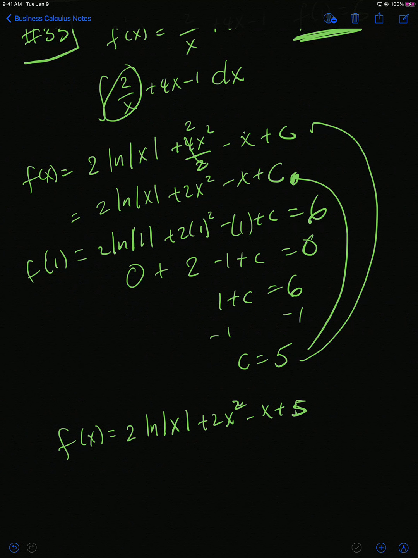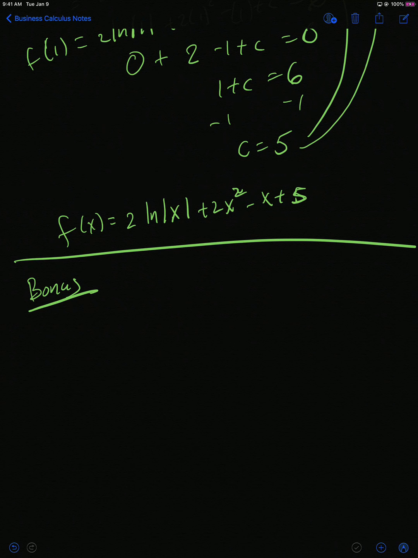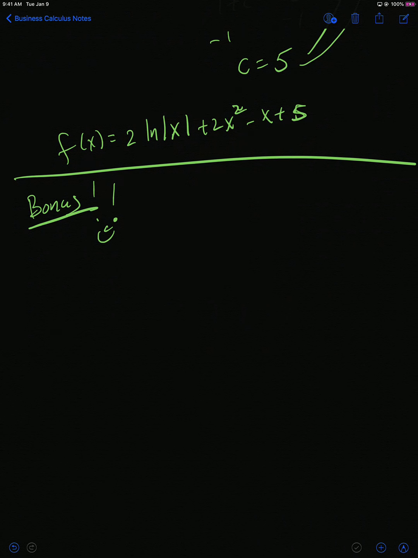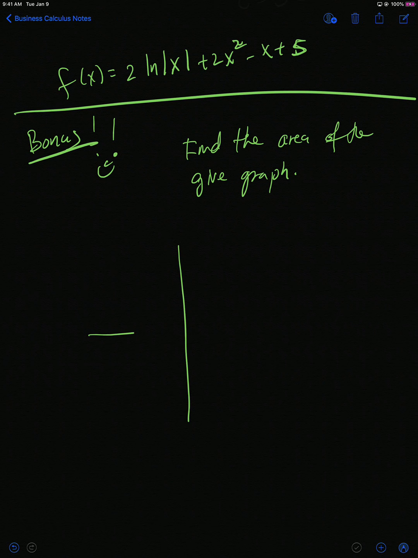All right, we got one bonus question. Bonus. Sometimes they give us a graph or a picture, and they say, well, based upon this graph or this picture, can you then describe or tell me what the answer is going to be? So, for example, they can say, find the area of the given graph. And so you have a graph or a function that looks like this right here.